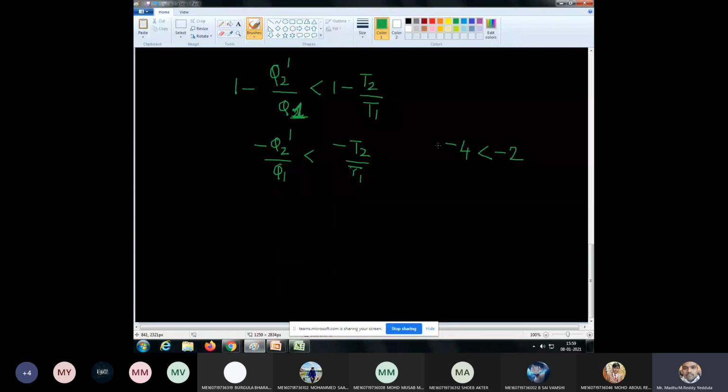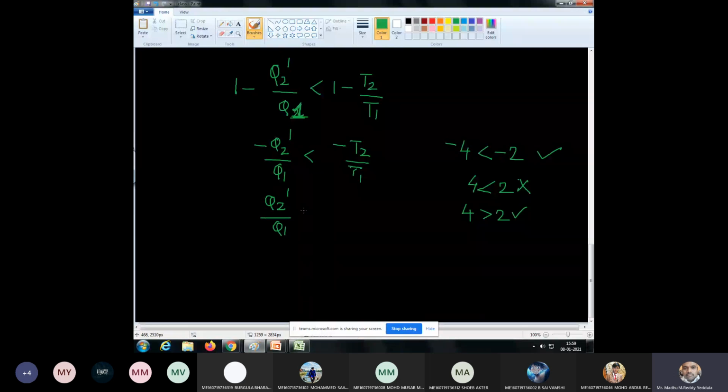Now, if I want to remove this minus, if I simply cancel minus on both the sides, will this equation be satisfied if I write 4 less than 2? No, sir. For that, if I multiply with negative, the sign will reverse. Yes or no, right? I can write 4 greater than 2. This is correct and this is correct. Agree? Yes, sir.